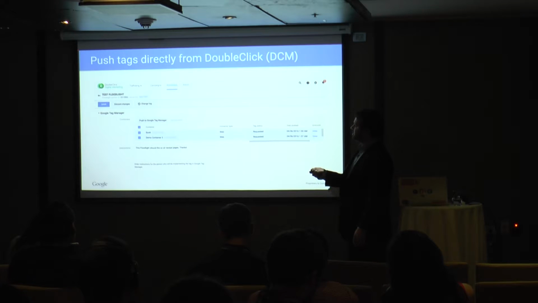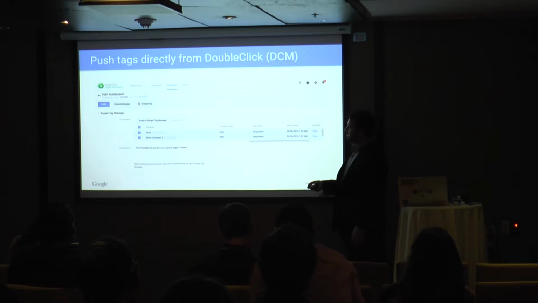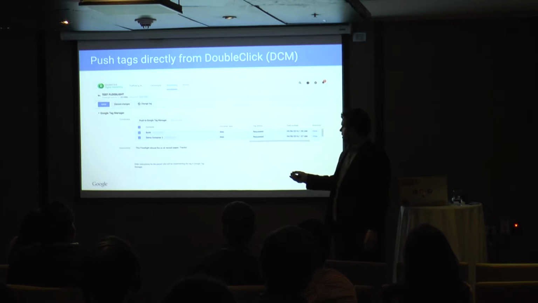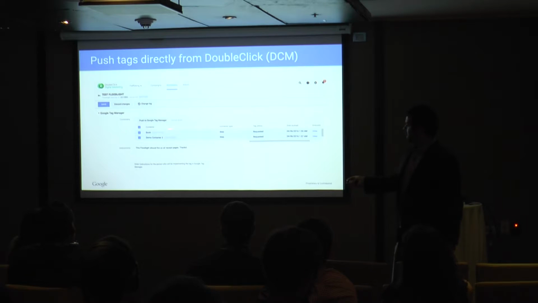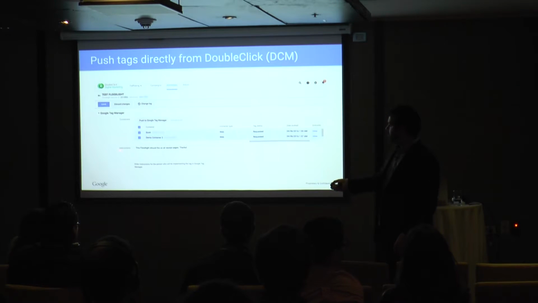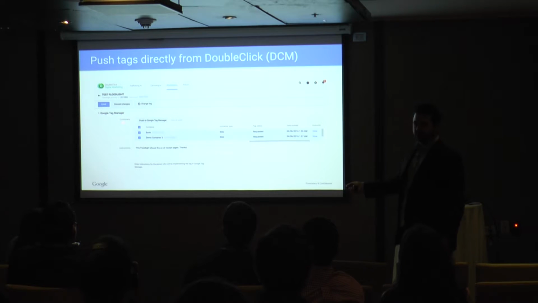So DCM, this is DoubleClick Campaign Manager. I think the UI still looks like this. I took this screenshot a while ago. But the gist of this is you're linking your containers, and then the person who's working in DoubleClick can actually make a request and push that tag, that floodlight tag, to Google Tag Manager.